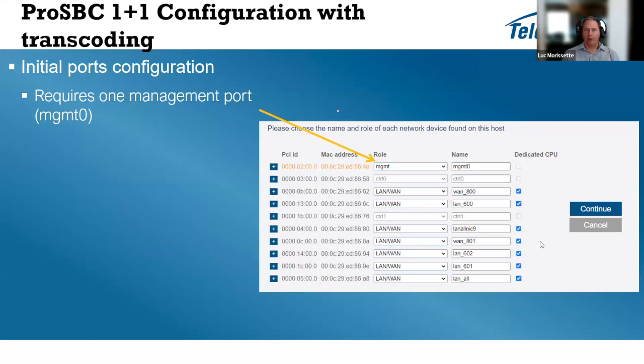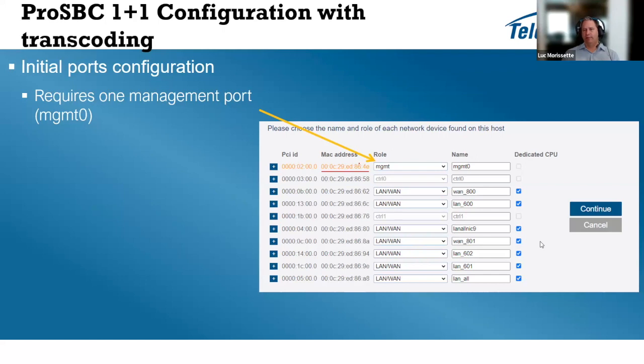So once you bring up your ProSBC the first time you access the system, it will bring you to this configuration page. This configuration page is very important. It matches your physical ports to your internal network. Okay? So that's where you will assign the MAC address of the physical ports to how the ProSBC will use those MAC addresses. Okay? So you need to have at least one management port.